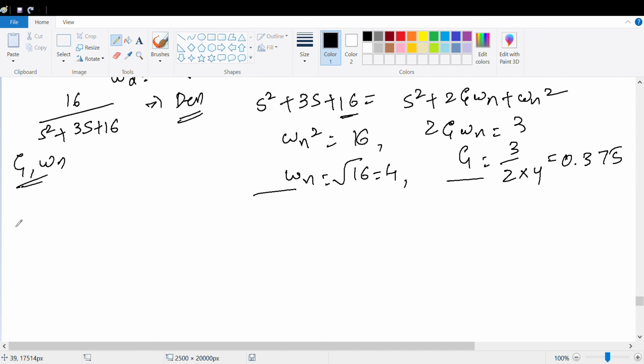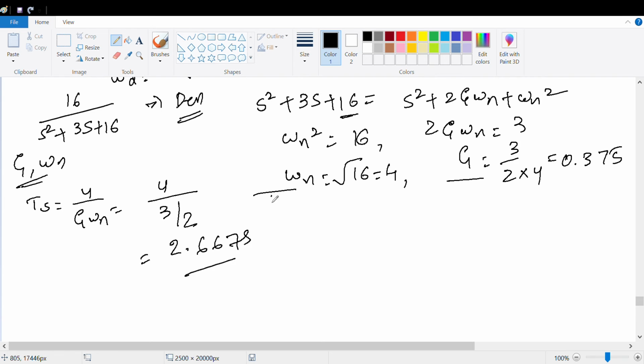After that, ts, the settling time. Settling time is 4 by zeta omega n. Here zeta omega n is 3 by 2. We get the value as 3 divided by 2, inverted, into 4.